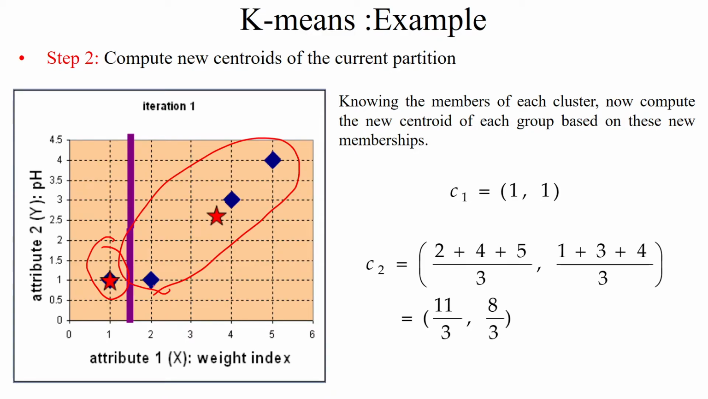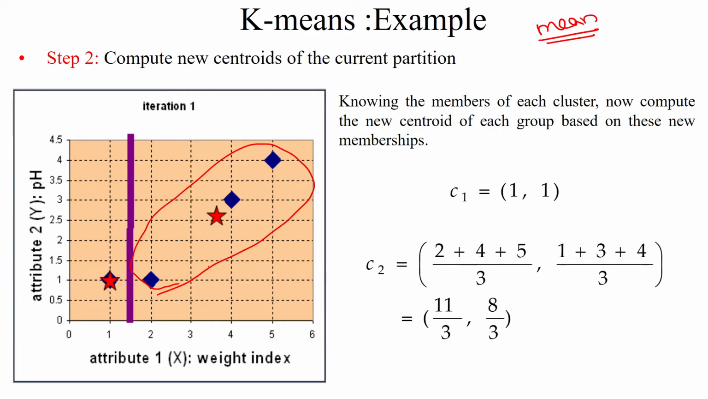Cluster 2 is having three data points. Now one iteration is over. Then we have to calculate the mean of these cluster members. This is C2, this is C1.